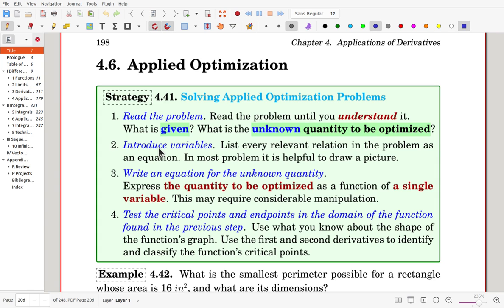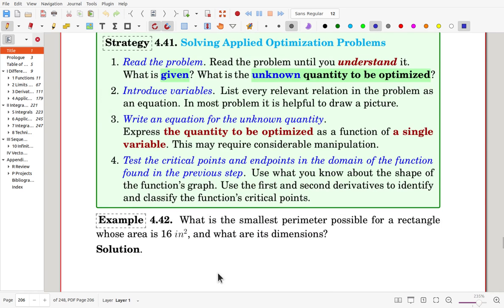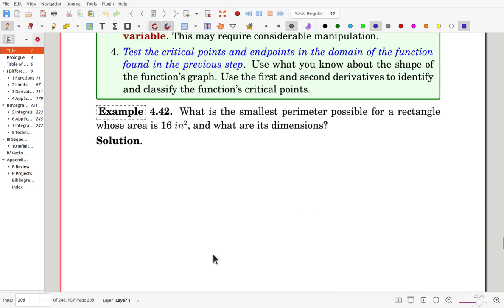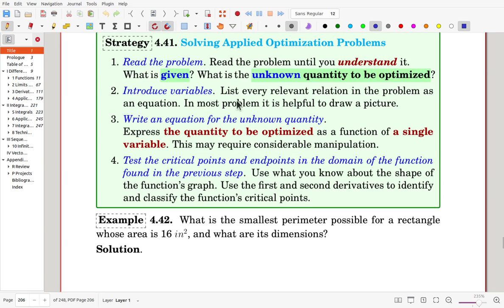You have to recognize these two things, first of all, and then by using some relation, you have to express the quantity to be optimized as a function of a single variable. And you can use now derivative technique to get the critical point and to figure out which one is maximum, which one is minimum, and so on. Let's try to solve these problems, and you can understand here the sentences in the strategy.